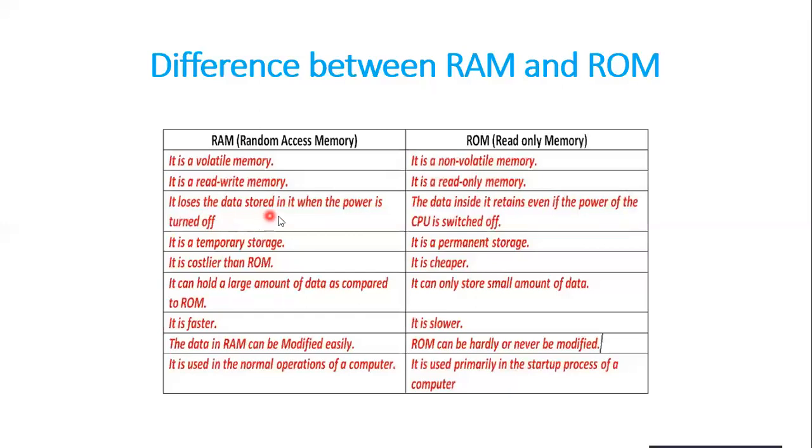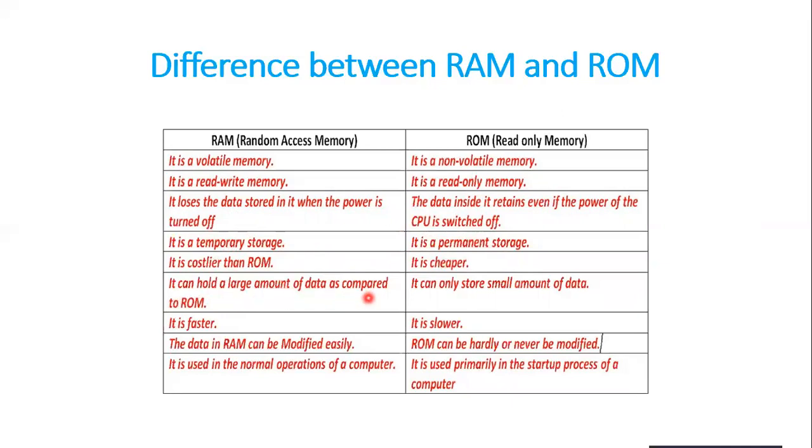So RAM loses the data stored when the power is turned off. That is volatile. The data inside ROM is retained even if the power of the CPU is switched off, so it is non-volatile. RAM is temporary storage. ROM is permanent storage. RAM is costlier than ROM. ROM is cheaper. RAM, because of its size, can hold a large amount of data.